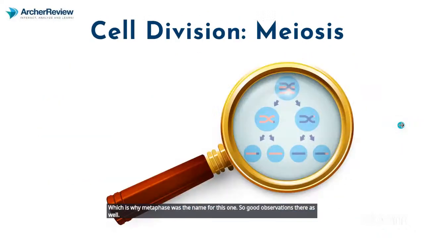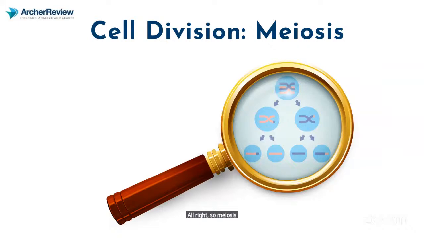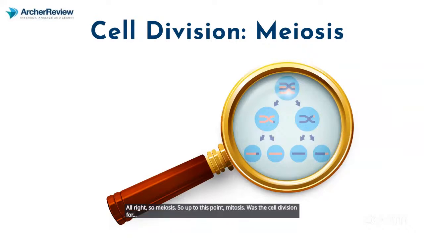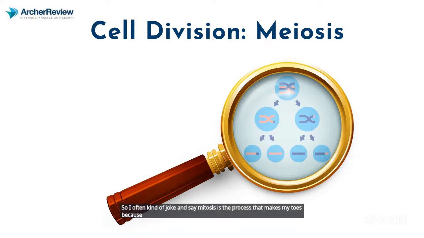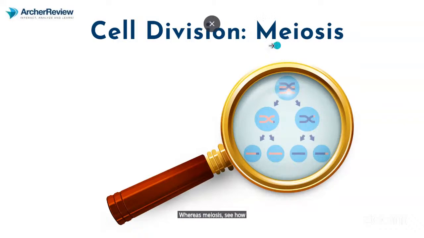All right, so meiosis. Up to this point, mitosis was the cell division for every single cell that divides in your body except for sex cells. I often joke and say mitosis is the process that makes my toes, because it's the body cells. It's everything but sex cells. Whereas meiosis, see how it starts off with the word me?